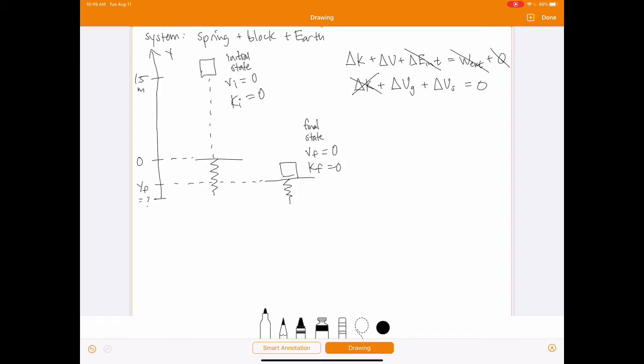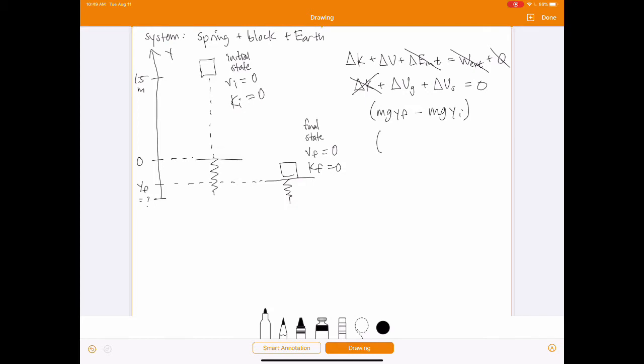All right, so now let's write down our equation. We have delta UG, so the change in gravitational potential energy. That's going to be mg y final minus mg y initial. What about for spring potential energy?